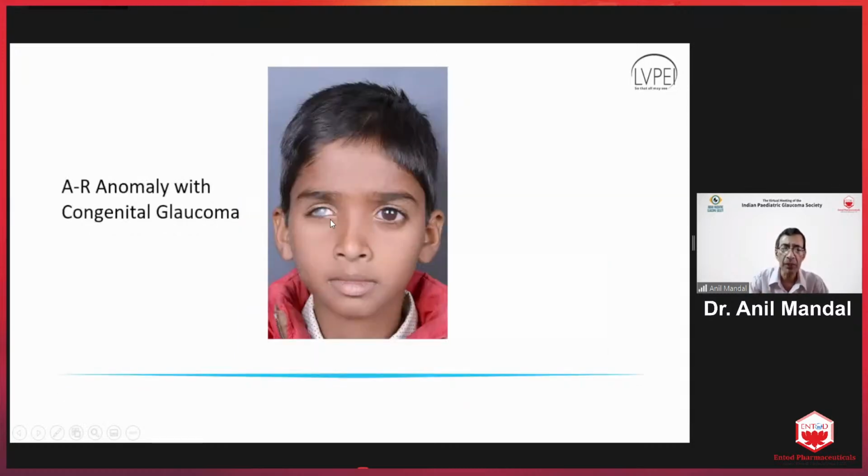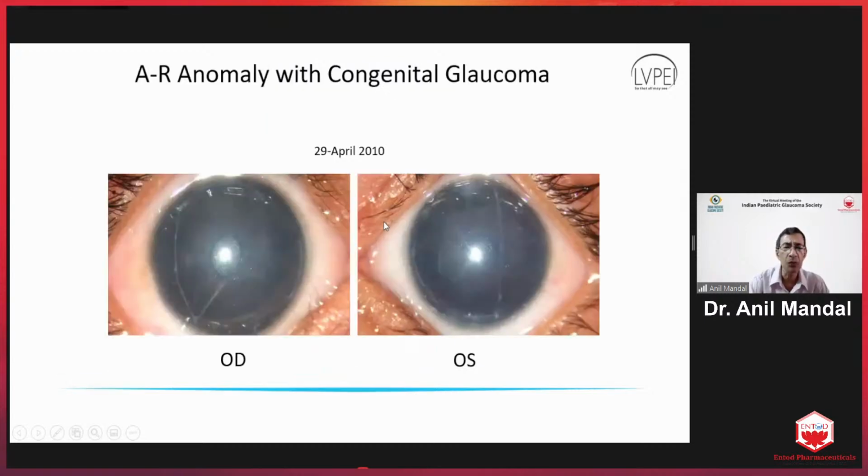The child had congenital onset glaucoma. After combined trabeculotomy and trabeculectomy at 6 months of birth, the child had a severe injury to the eye while at play, and we lost the eye, the right eye, and the left eye is doing well.